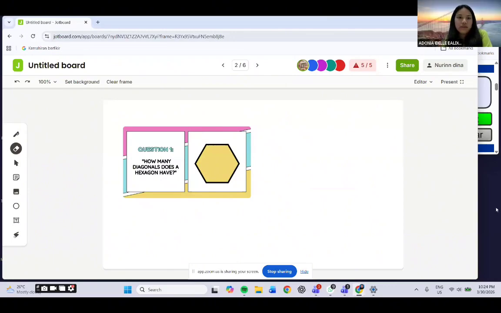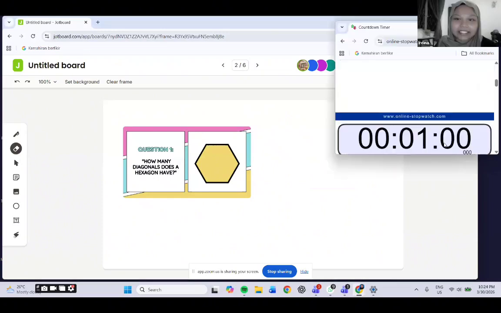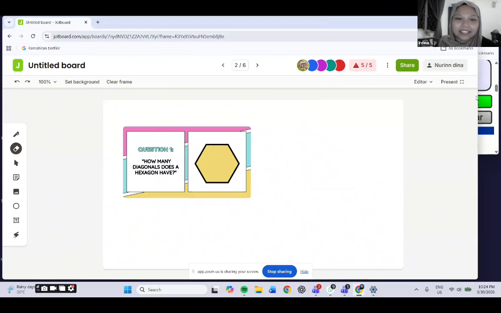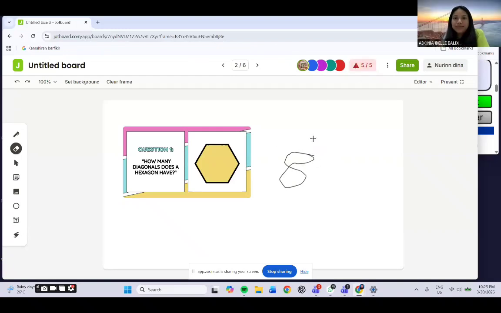Okay, teacher, I will answer the first one. I think this is quite easy, so I don't think you need a timer for this. So question 1: how many sides does a hexagon have? You can write your answer beside it. So the answer is, wait, who wrote this again? Oh, Adonia, okay. So is it correct? Can other teachers confirm? So the hexagon has 8 sides.